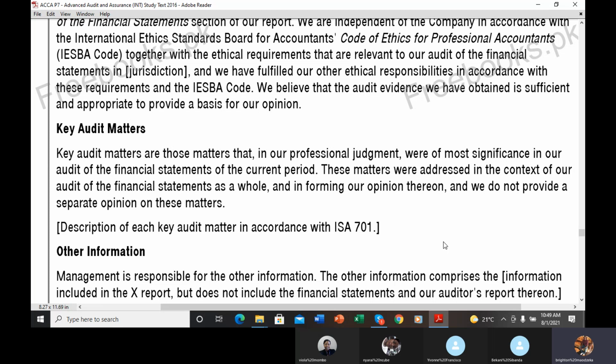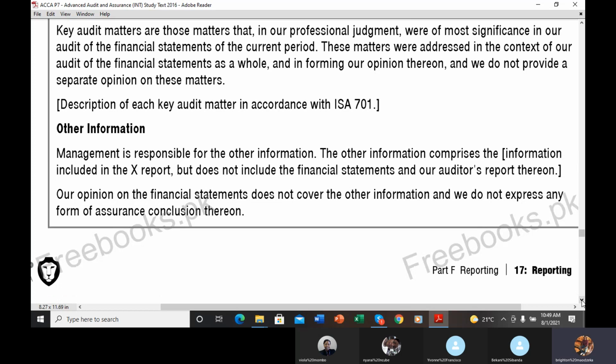Then after that, we have what we call the other information paragraph. I'm sure that you guys are writing, isn't it? Other information paragraph. So when we talk about the other information paragraph, there is other information that is not under this heading. You should tell us what your responsibility as an auditor is on other information. What is the management's responsibility? What is the auditor's responsibility on other information?